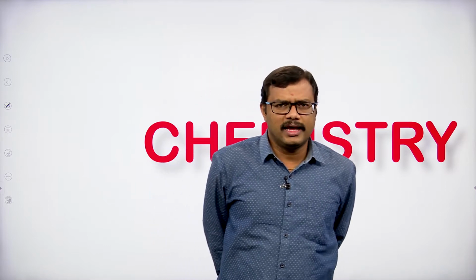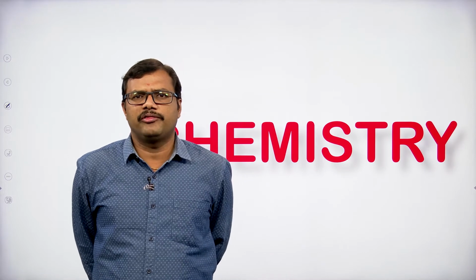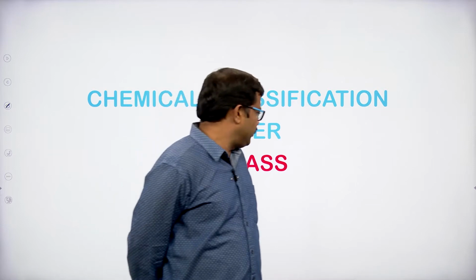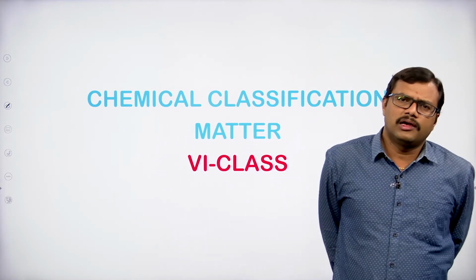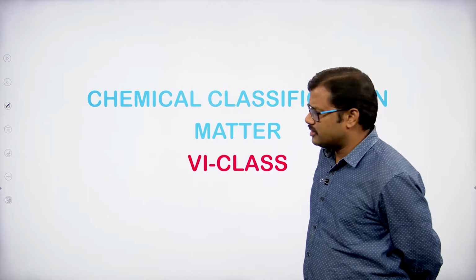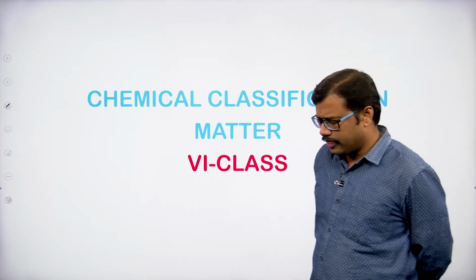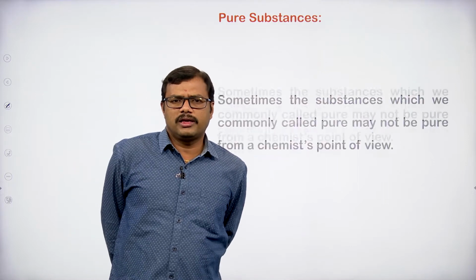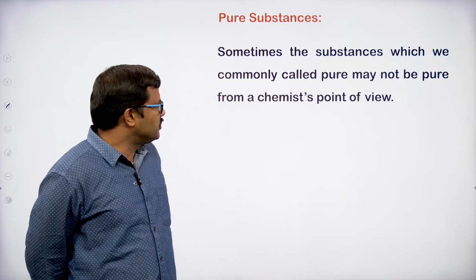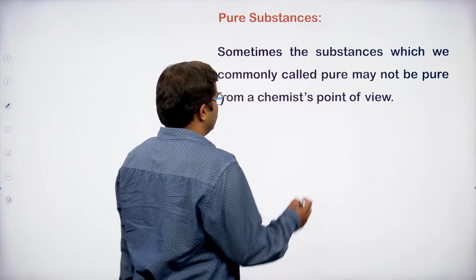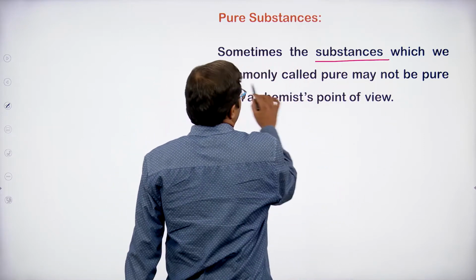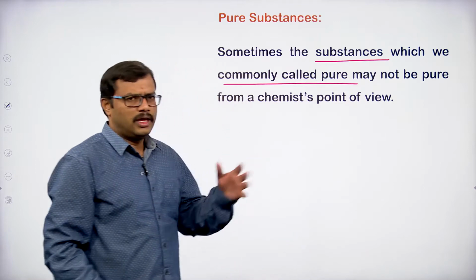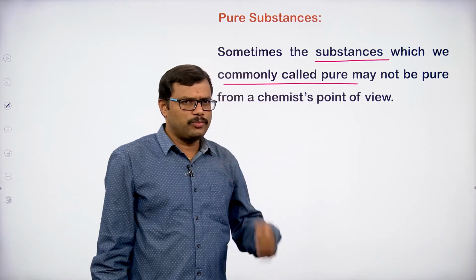And in the previous class we started discussing the chemical classification of matter, right. Under chemical classification we categorized matter on a chemical basis into pure substances and mixtures. We started discussing pure substances. According to the concept of a chemist, sometimes we call some substances pure, but they are not exactly pure from a chemistry point of view.